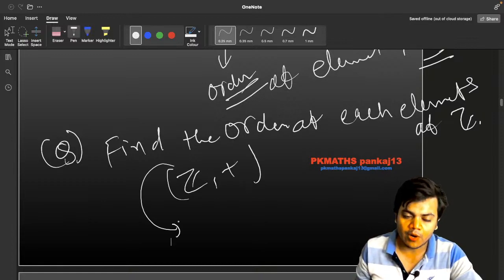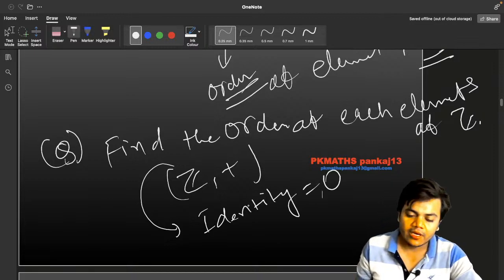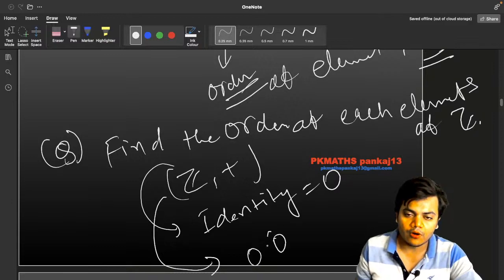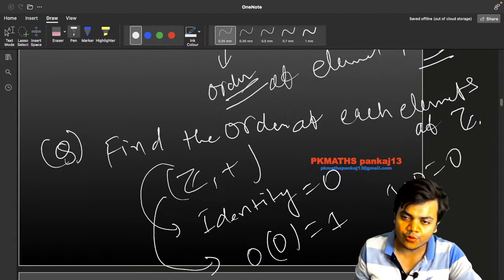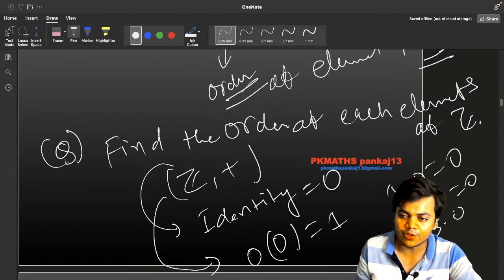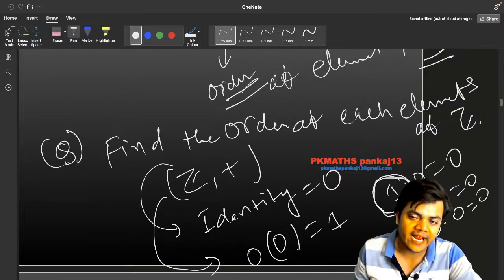What shall you say about its identity? Its identity is certainly additive identity. आपका क्या हो जाएगा? 0. ठीक है. So now Z के अंदर 0 भी होगा. So order of 0 will be what? 1. Because you can see 1 into 0 is equals to 0. Actually 2 into 0 is also 0. 3 into 0 is also 0. But this 1 is the least positive integer, so that n into A is equals to 0. So that's why the order of 0 is 1.